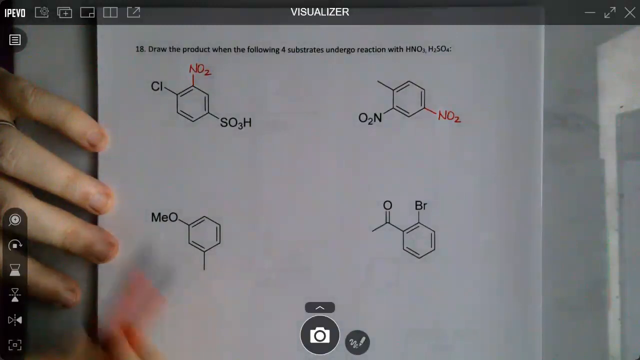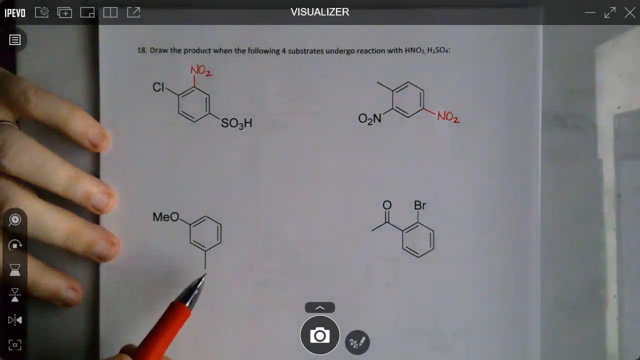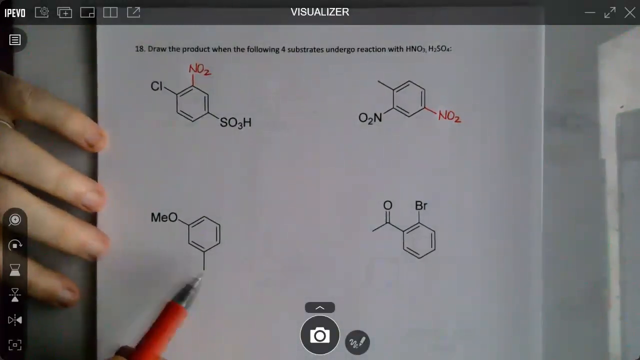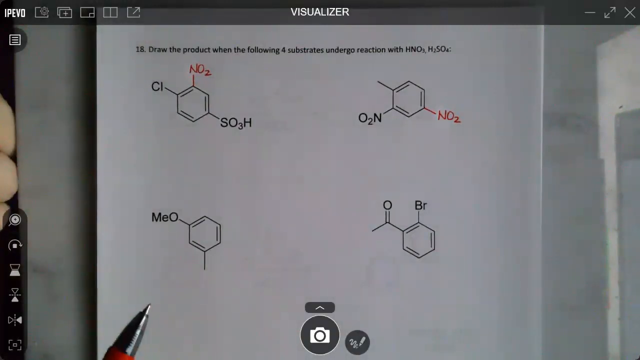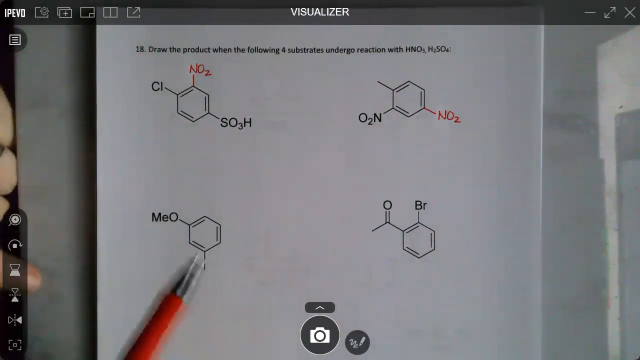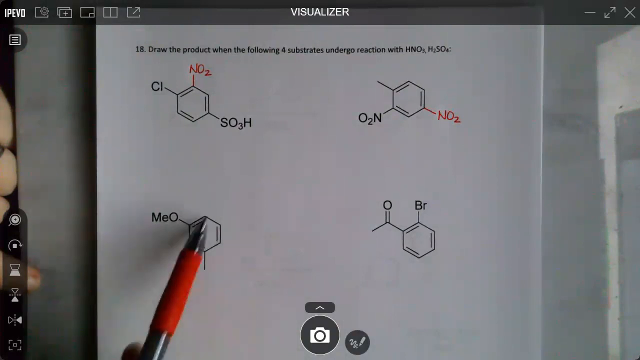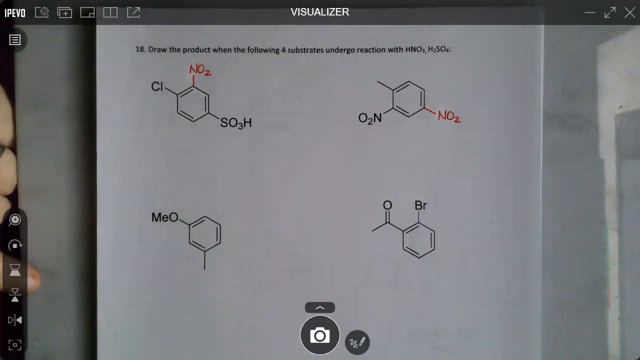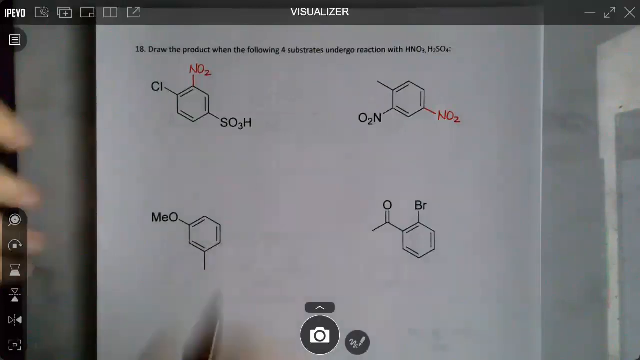Both the methoxy group and the methyl group are activators. The methoxy group is a moderate activator and the methyl group is a weak activator. So we're going to listen to the methoxy group first. It's directing ortho-para and the methyl group is also directing ortho-para. So luckily they're directing to the same positions. So we want to place it in the least sterically hindered position, which would be this one next to the methyl group.